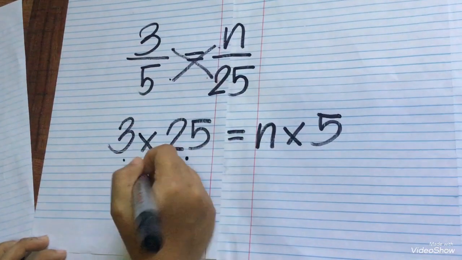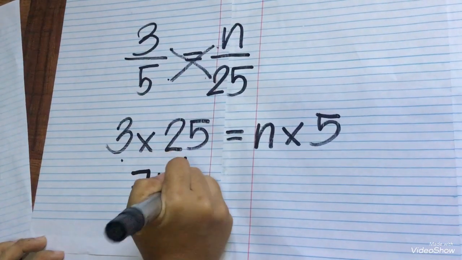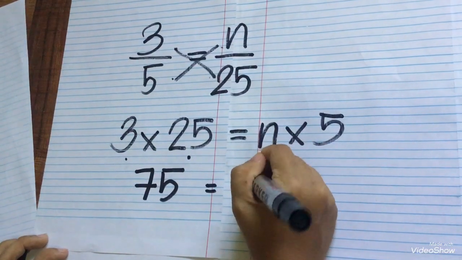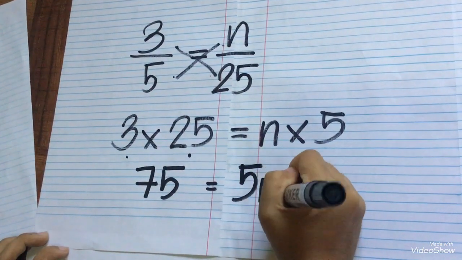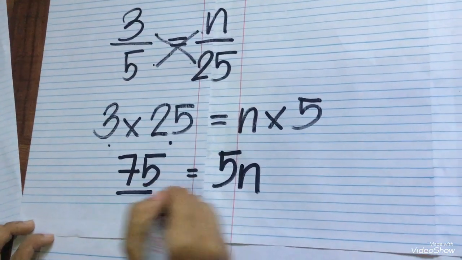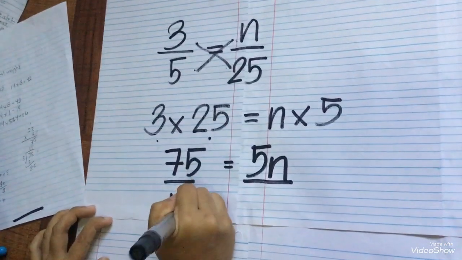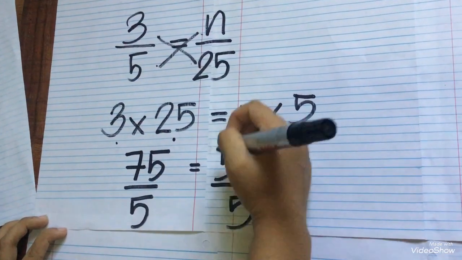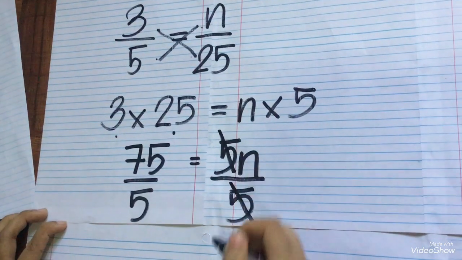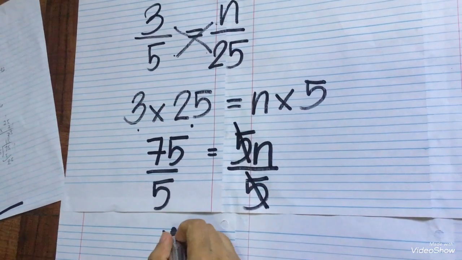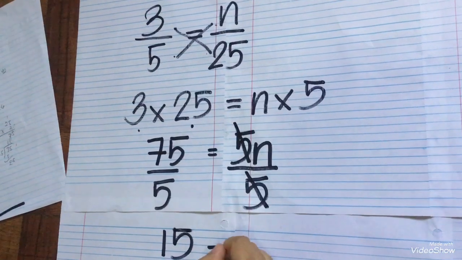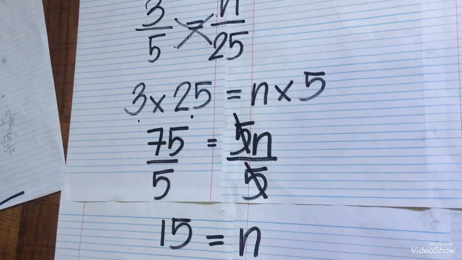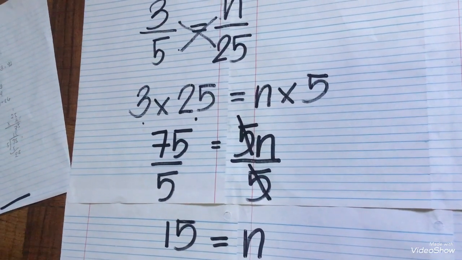3 times 25 is equal to 75, and n times 5 is equal to 5n. We're going to divide both sides by 5. We'll cancel the 5 over 5. So n is equal to 15. Therefore, Jenny can make 15 small mango pies in 25 mangoes.